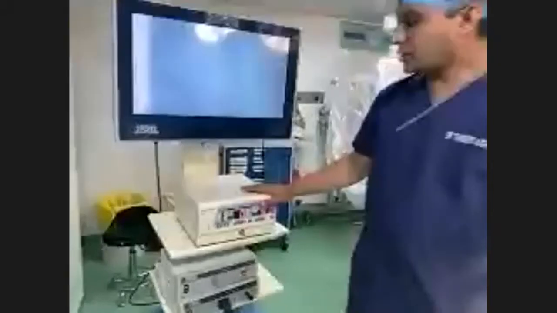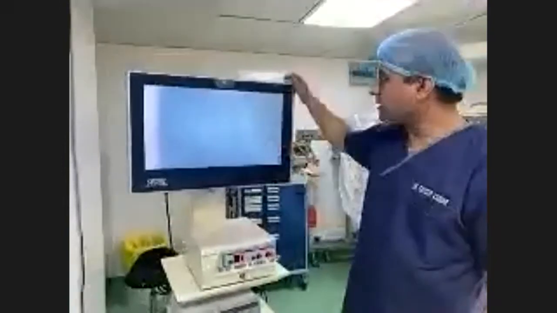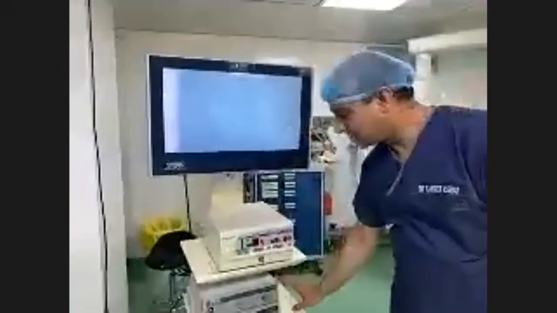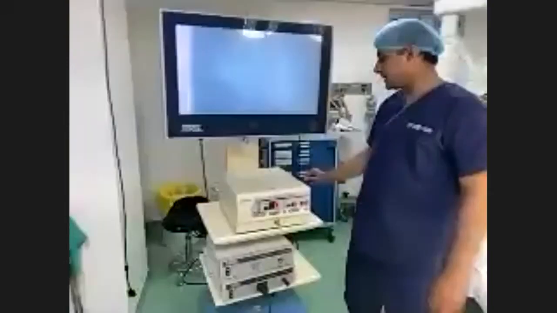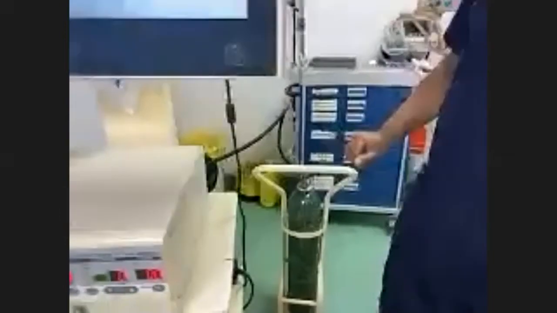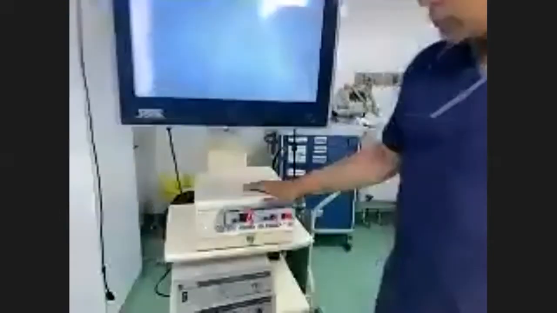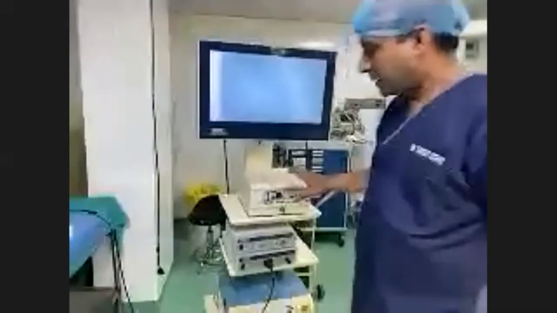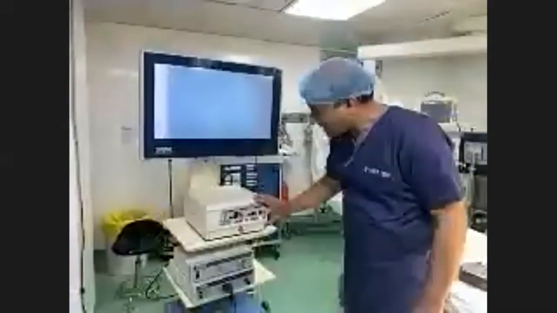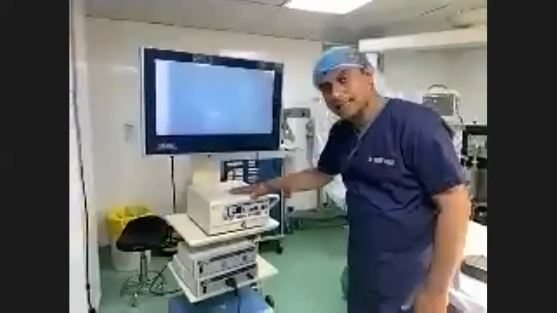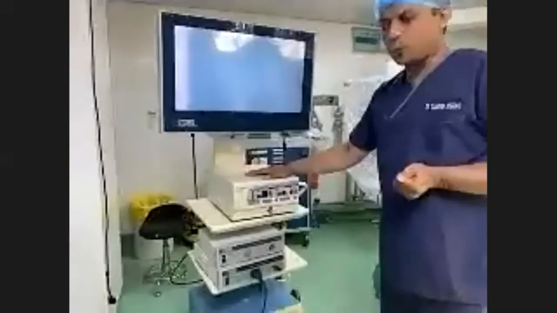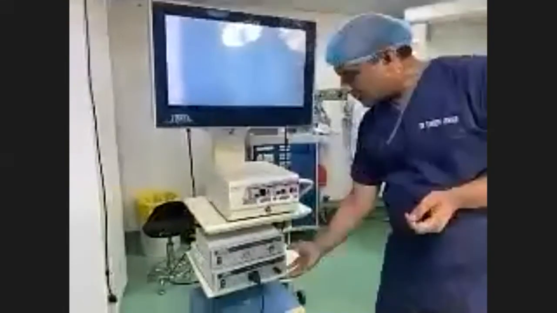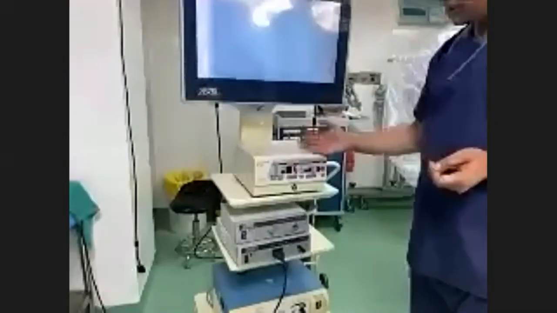So there are different components. One is called the imaging component, which includes the monitor, the light source, and the CCU. The other one is the insufflator and the carbon dioxide cylinder, which we can see here. So what we do is we have this system, the insufflator, on the top always. Initially, when we started laparoscopy, we used to think that the camera should be at the top. But why should this be at the top?